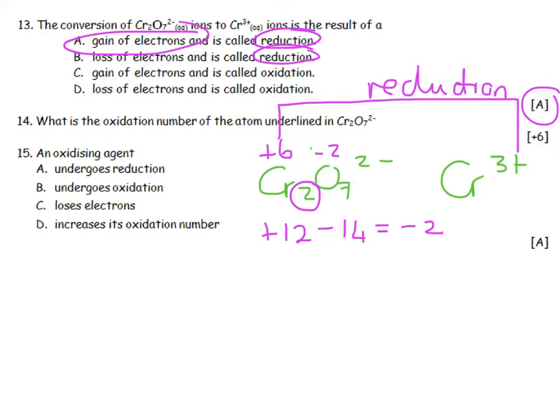What is the oxidation number of the atom underlined in, and this was supposed to be underlined and for some reason it just wouldn't underline. Well, we've already worked that out now. We've got the answer as +6. And an oxidizing agent is a thing that gets reduced. So it is something that undergoes reduction. An oxidizing agent is reduced, so it gains electrons, so that's wrong. And it increases its oxidation number. Actually, an oxidizing agent decreases its oxidation number.